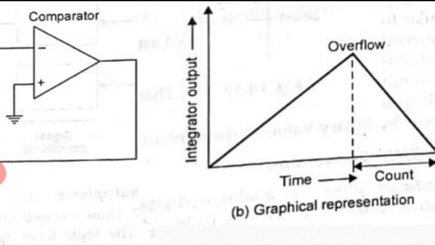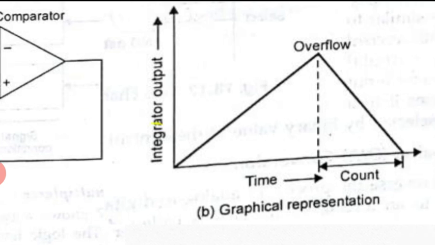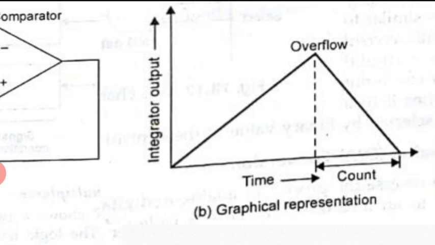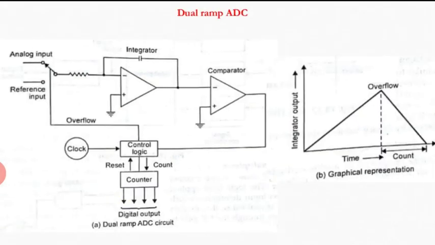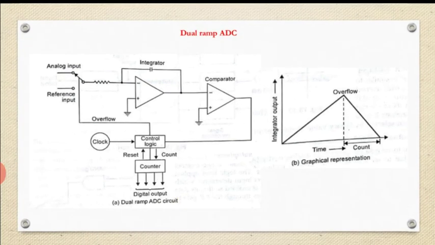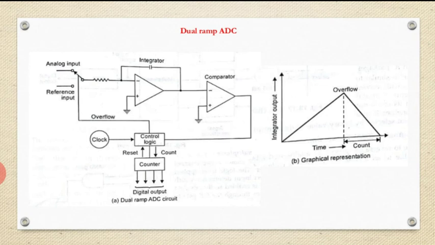Now the integrated value is discharged at a fixed rate, and the time to do this is measured by a counter. How much time it takes to discharge this voltage is measured by the counter. The count is then a measure of the analog input voltage; the count is directly proportional to the input voltage applied. So this is the dual ramp ADC.